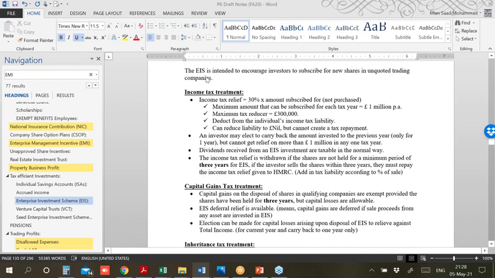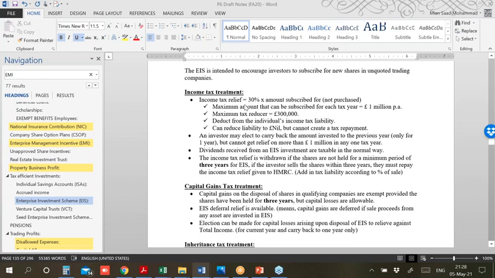Now, if you invest in EIS, whatever amount you invest, HMRC will refund you 30% of that. How will HMRC refund you? They're not going to give you the cash back. Rather, whatever your tax liability is, you can deduct that amount from there. For example, my tax liability this year is 40,000. However, I have invested 10,000 in qualifying EIS shares. So 30% of that will be 3,000. So out of my 40,000 liability, 3,000 will be deducted by HMRC and I can claim that 3,000 reduction and shall pay 37,000 as tax.